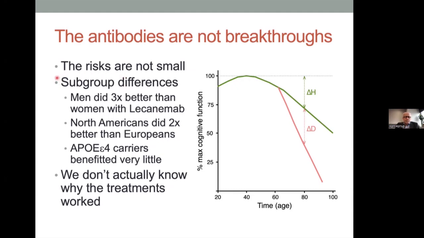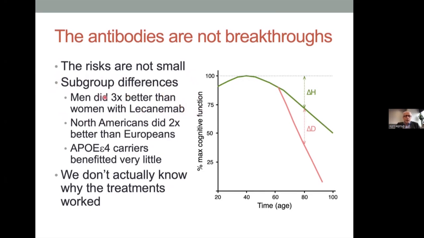In addition to that, there were subgroup differences. Now, I'm going to list them for you, but I'm going to say right in the beginning that the studies were not powered for this to be statistically significant, but it is noteworthy. And noteworthy in particular is though women are more susceptible to Alzheimer's than men, men did 3 times better than women when treated with lecanemab.